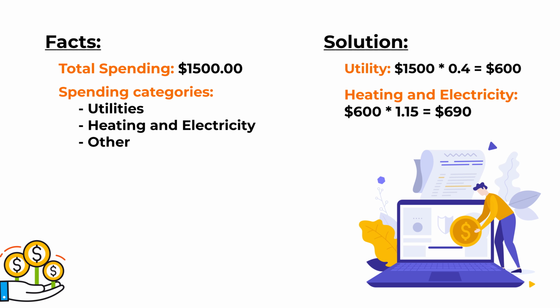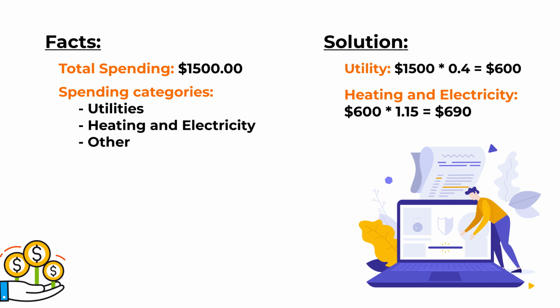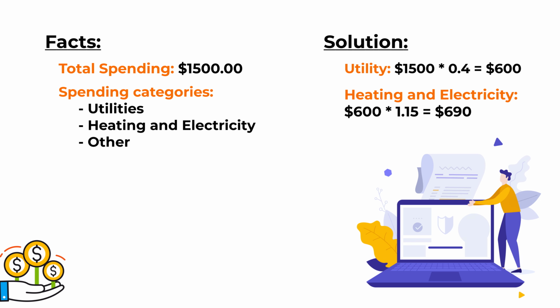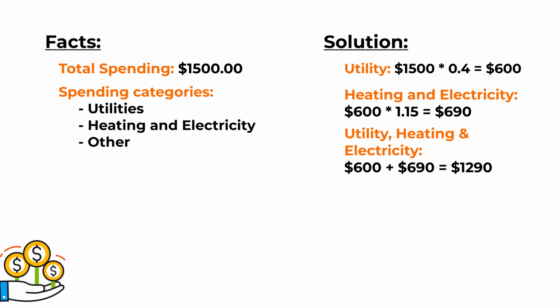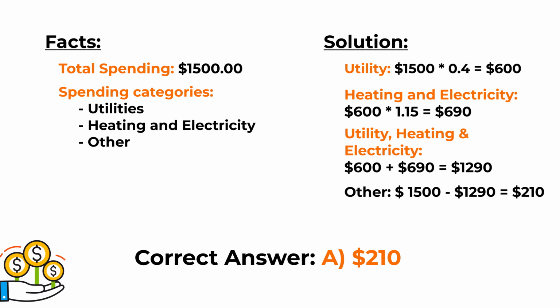The heating and electricity bill is 15% more than utility spending. So to calculate heating and electricity, we need to multiply 600 by 1.15, and the end result of this would be $690. To calculate utility, heating, and electricity spending together, we need to add 600 and $690. And the end result of this calculation will be $1,290. So the other spending category would be calculated as a subtraction of $1,290 from $1,500 and would be equal to $210. So the correct answer here is choice A, $210.